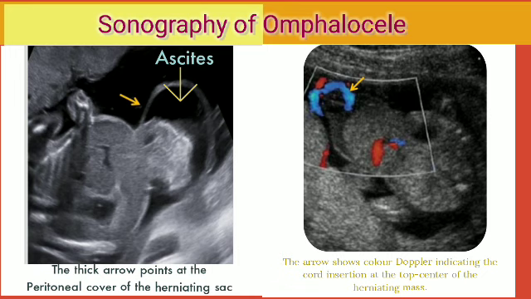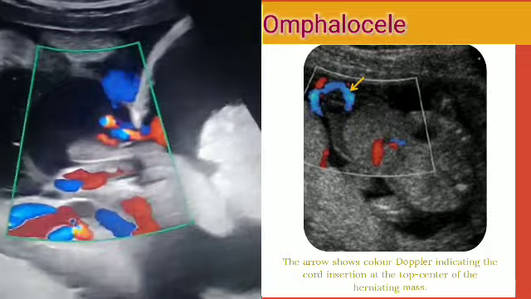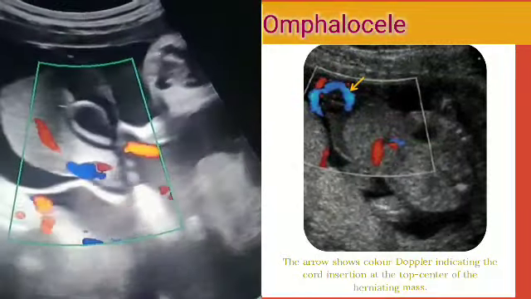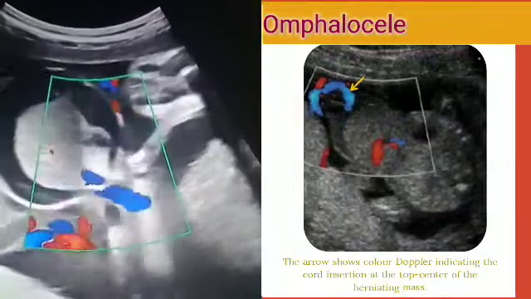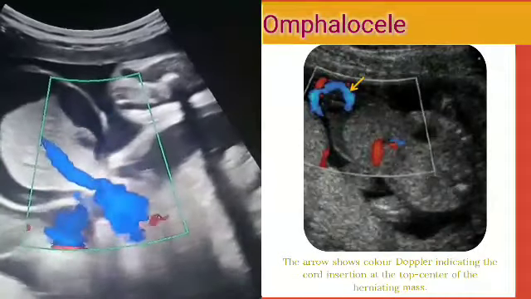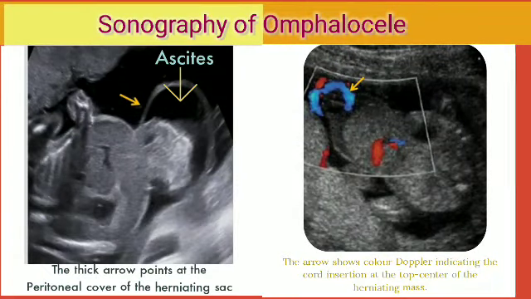On color Doppler interrogation, which the image on the left shows, indicates the insertion of the umbilical cord at the top center of the herniated mass. This has helped to complete the diagnosis as omphalocele. This is a video demonstrating omphalocele, a 26 mm defect in the anterior abdominal wall with herniating mass containing liver and ascites. So we've come to the end of the lecture for sonography of omphalocele.